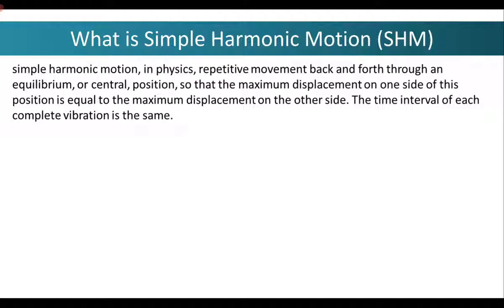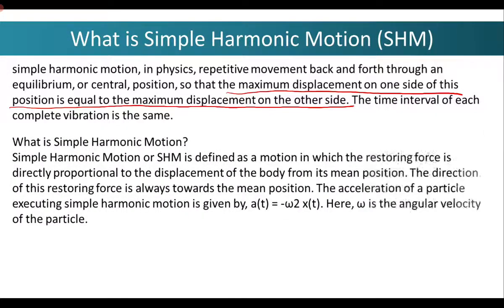So let us define here by this figure what is meant by simple harmonic motion. Simple harmonic motion in physics is nothing but a repetitive movement back and forth through an equilibrium or a central position, so that the maximum displacement on one side of this position is equal to the maximum displacement on the other side. The time interval of each complete vibration is the same.